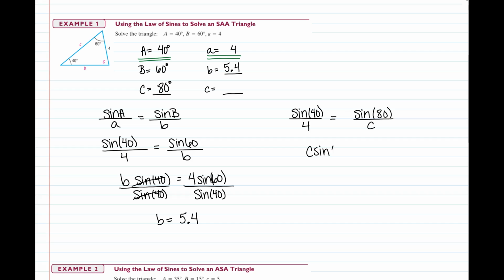Just like before, I'm going to cross multiply. I'm going to divide both sides by sine of 40. And then I'm going to type everything in my calculator so that I can get side C. 6.1. And just like before, a good check is to see if your biggest side is across from your biggest angle and your smallest side is across from your smallest angle.